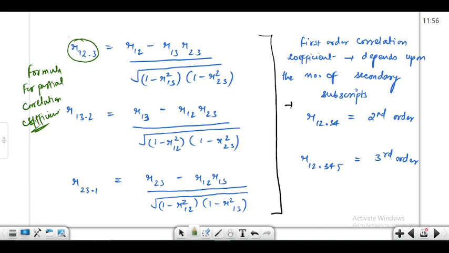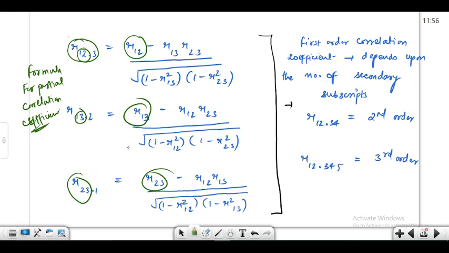Every formula starts with the correlation coefficient for which the partial correlation coefficient is being calculated. So R12 is here, R12 is also here, R13 is here, R13 is the first term here. Similarly, R23 is here, R23 is here. So this will help you memorize the formula easily. You can see the formula, and if possible, try to remember it. So this is how you calculate the partial correlation coefficient.